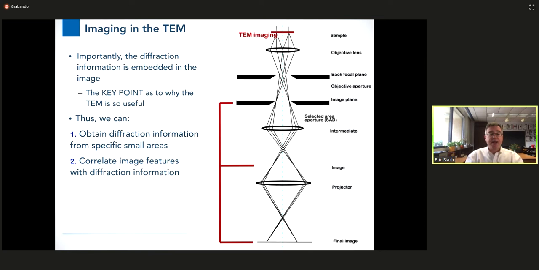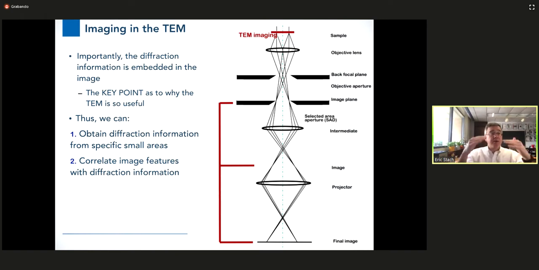In other words, every time that you have an image, it's possible to correlate the things you see in the image with diffraction events. This is an incredibly powerful thing. And in fact, it's the key point as to why the TEM is so very useful. What it means is that we can obtain diffraction information from specific small areas. We can look at our image and say, huh, I wonder what that thing is, and then go back and look at the diffraction information from just that region of the sample.